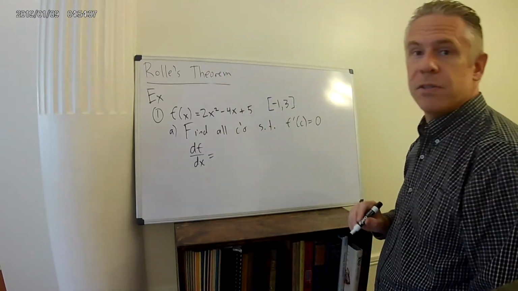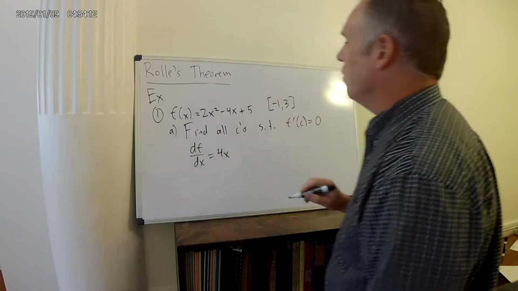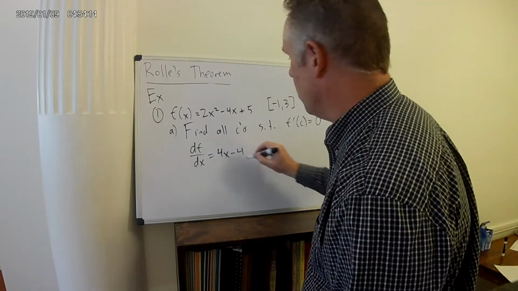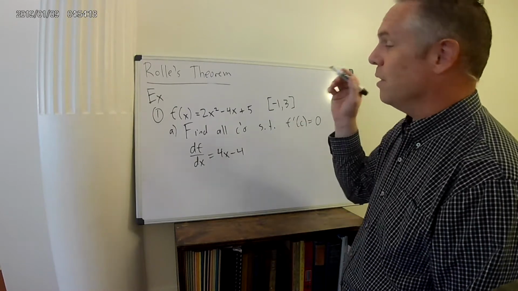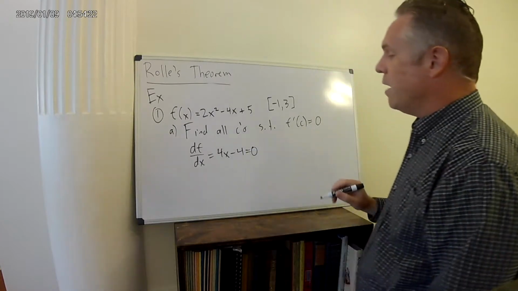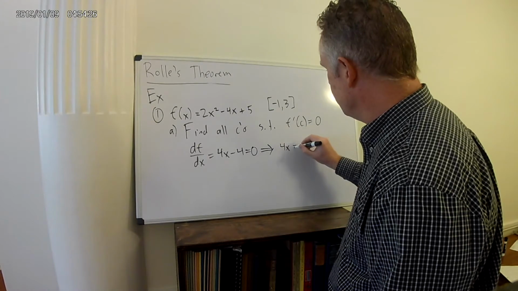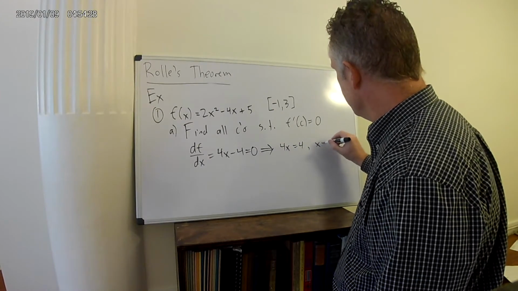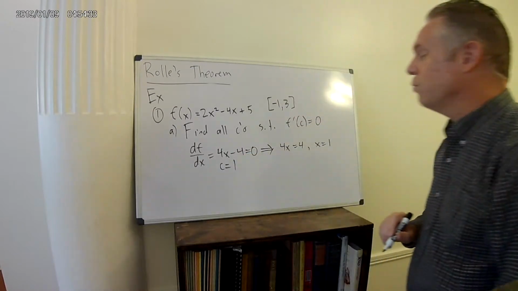Okay, and let's do that. This is a simple polynomial, so we get 4x minus 4. And the condition is that we're trying to find the values of c such that the derivative equals 0. So we set this equal to 0, and now we solve for x. We get 4x equals 4, which means that x equals 1. So c, in this case, equals 1.